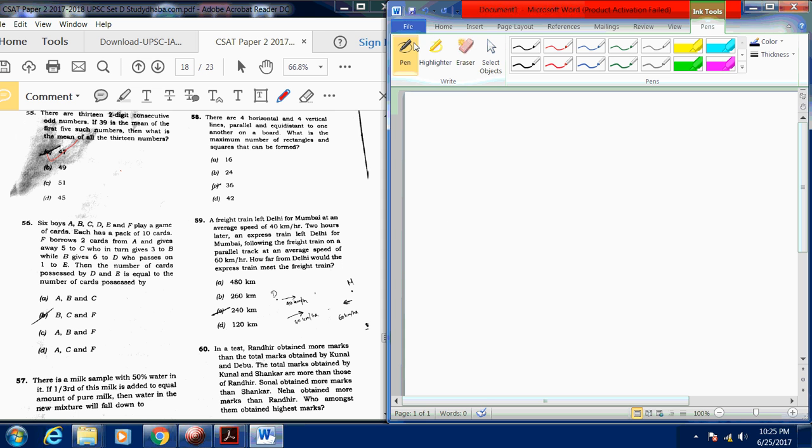Now the next question, 56. 6 boys play a game of cards. Each has a pack of 10 cards. F borrows this much, this much, this much. Just write it down. You'll get the answer.